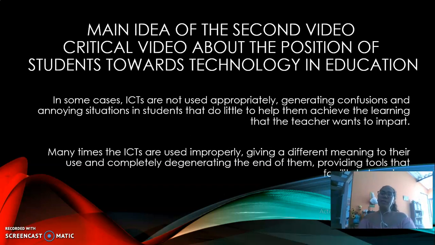Main idea of the second video. Critical video about the attitude of students towards technology in education. In some cases, ICTs are not used appropriately, generating confusion and annoying situations in students that do little to help them achieve the learning that the teacher wants to impart. Many times the ICTs are used improperly, giving a different meaning to their use and completely degenerating the end of them, providing tools that facilitate learning.